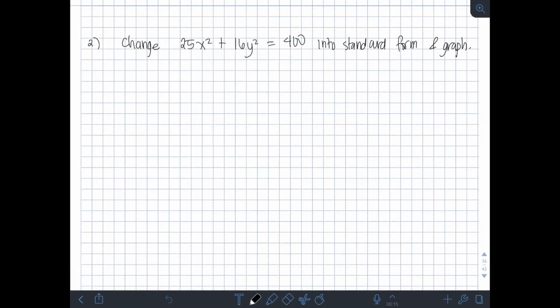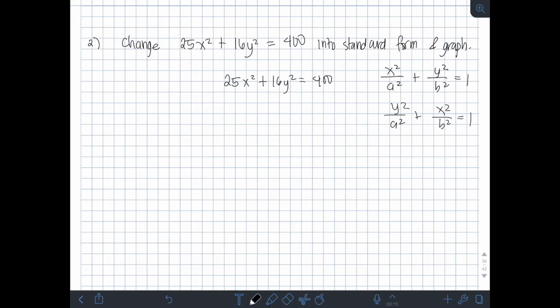Okay, next we have change 25x squared plus 16y squared equals 400 into standard form and graph. Okay, so this time, meron tayong equation na 25x squared plus 16y squared equals 400, which is wala pa raw sa standard form, kasi yung standard form natin is x squared over a squared plus y squared over b squared equals 1 or y squared over a squared plus x squared over b squared equals 1, right?